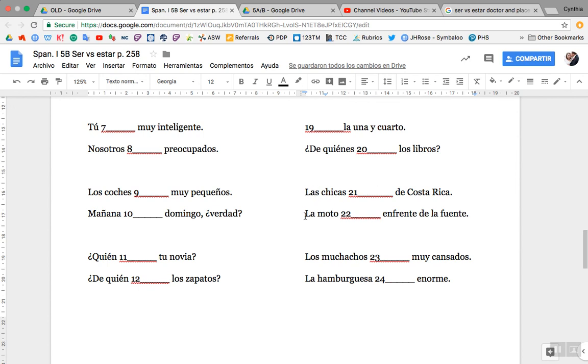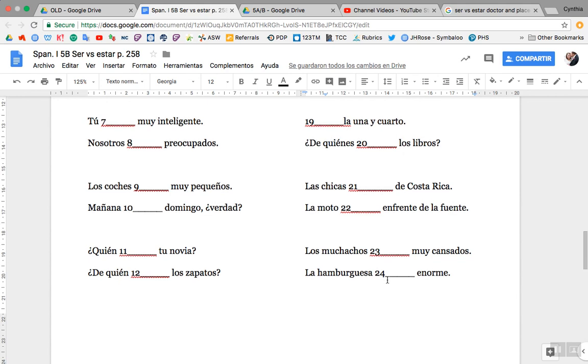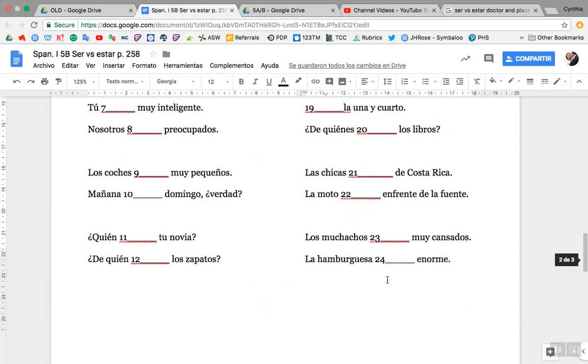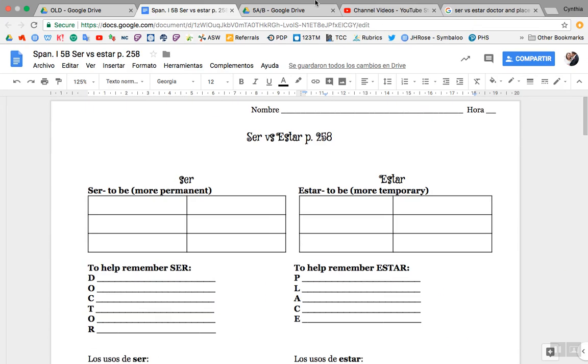That's origin. La moto está enfrente de la fuente. So that is location. Los muchachos están cansados. They are tired. Y la hamburguesa. A characteristic of what that hamburger is like is going to be ser. So we're going to use es. La hamburguesa es enorme. It's huge. And I believe that is it for the examples.